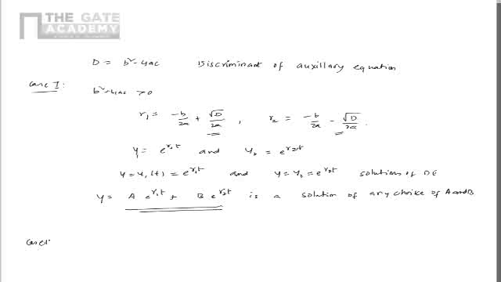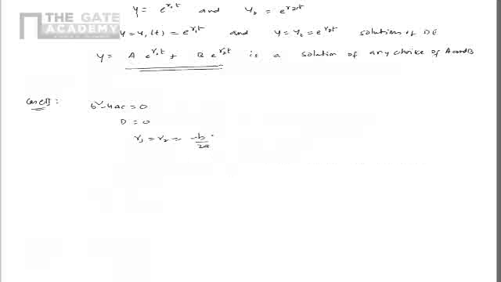Now case 2, what happens when b square minus 4ac is 0? When b square minus 4ac is 0, d is 0, the discriminant is 0, the roots are equal, and the roots are equal to minus b by 2a. Let these two be r. So we know that y equal to e power rt will be a solution.